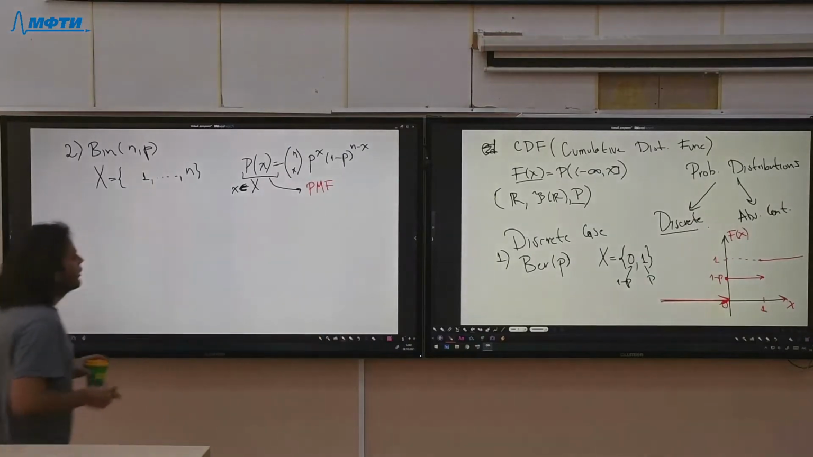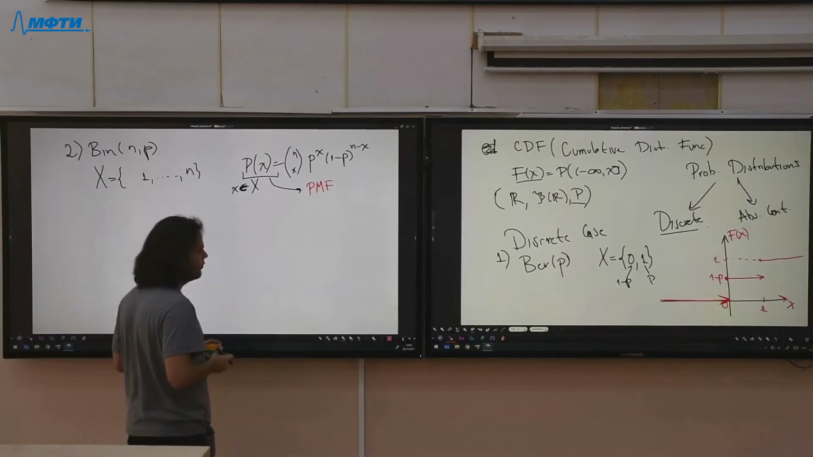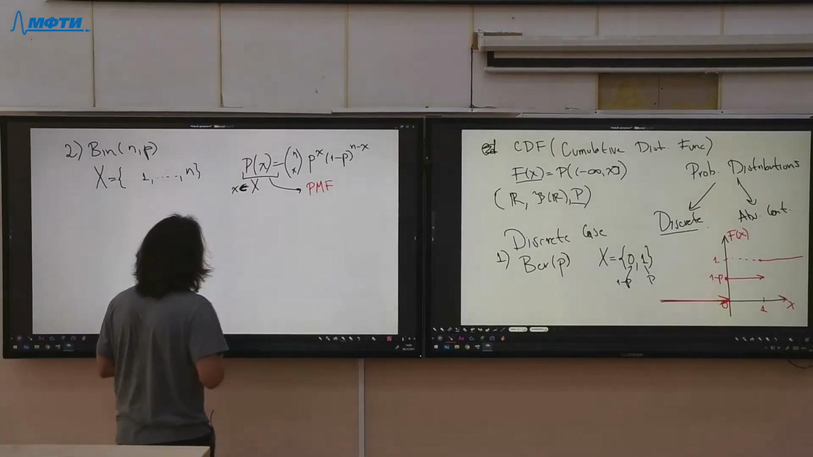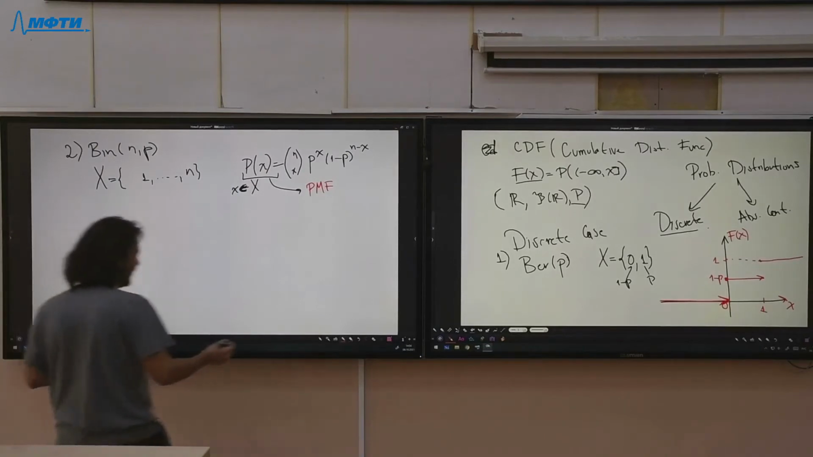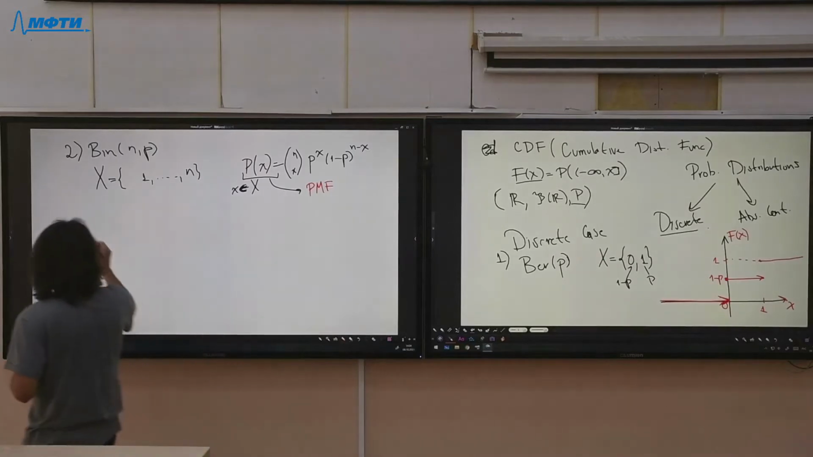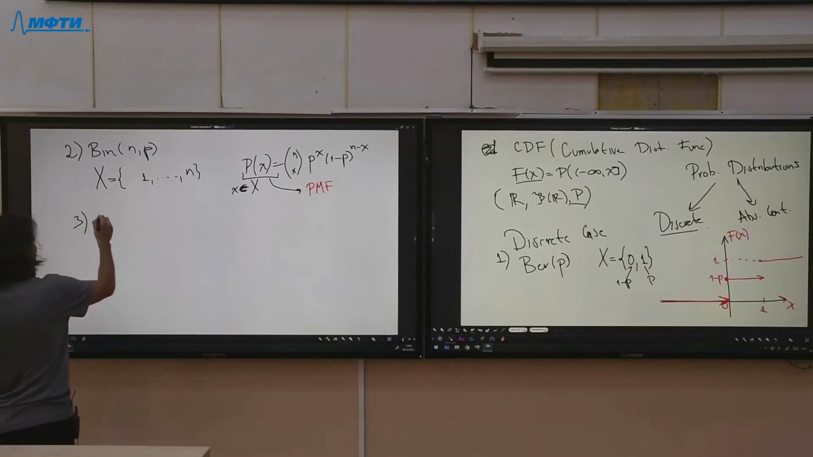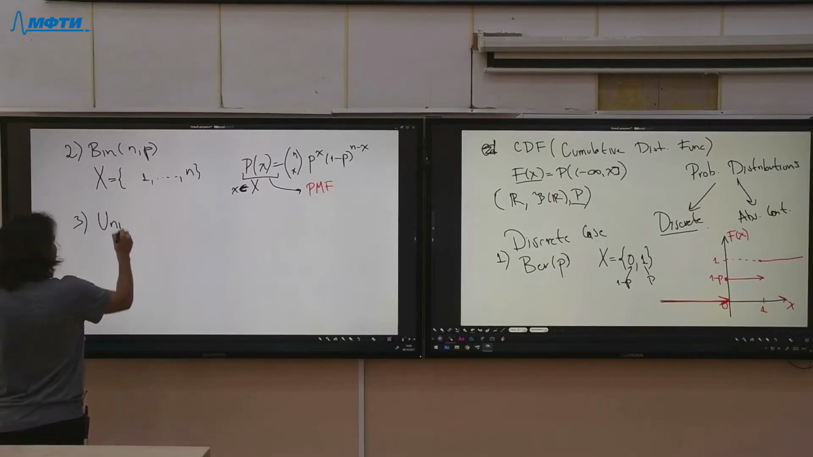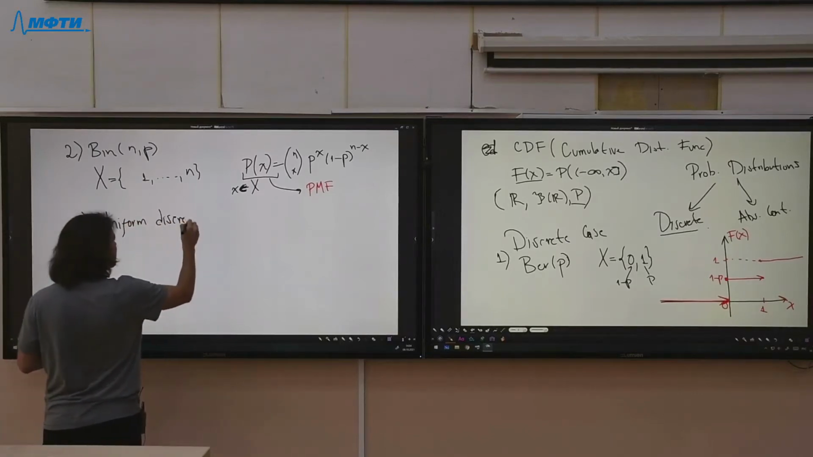Okay, good. And in this case, what CDF do we have? Well, the CDF here is difficult to draw, so let's not do it. Let's move to the next one. The uniform distribution, uniform discrete distribution.